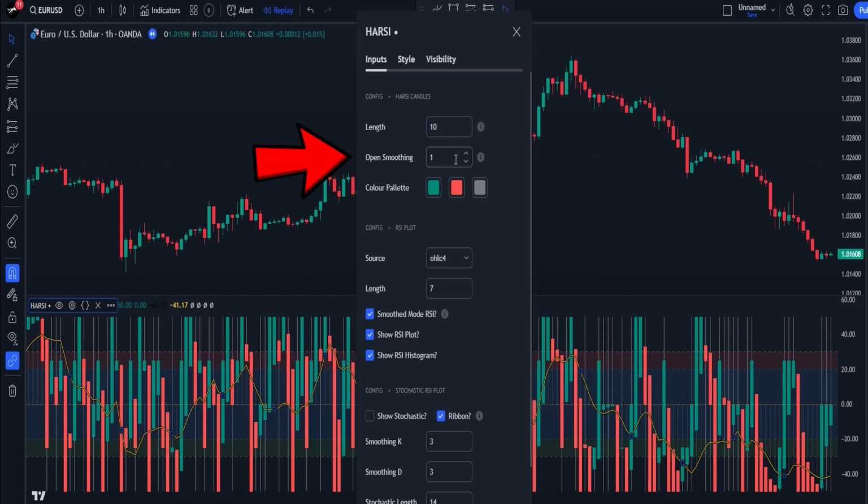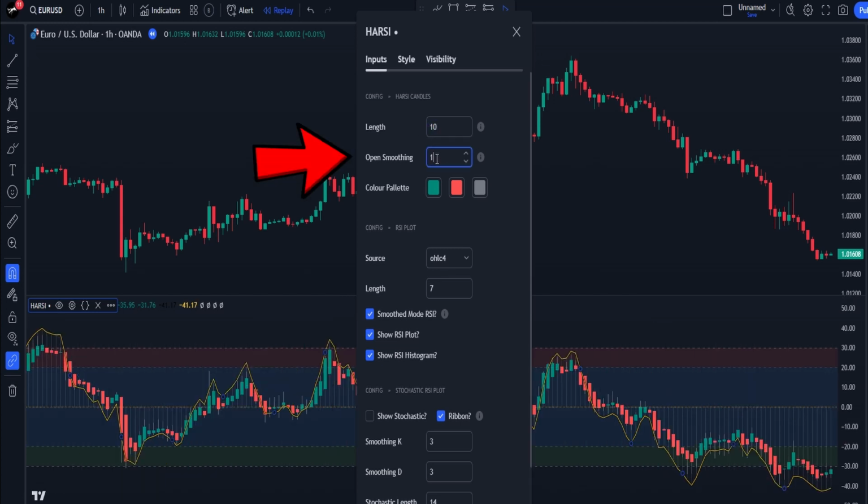The subsequent setting pertains to open smoothing. Enhancing this parameter amplifies bias towards prior opening values, enhancing the visual representation of trend strength. Hence, a prudent choice is to adjust the smoothing value to 5.